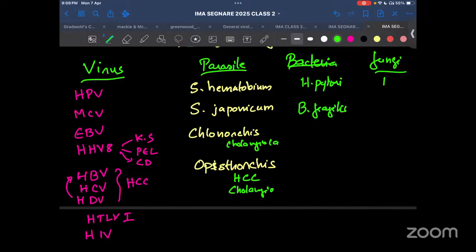Now fungus. We have one fungus known as Aspergillus flavus. We have seen this fungus. This produces a toxin known as aflatoxin, which is seen when it is in moist condition. When grains are stored in moist condition, this fungus will grow, especially on groundnut. Aspergillus flavus will grow and it causes hepatocellular carcinoma. It is hepatotoxic. So those are the oncogenic organisms. Okay, so with that we conclude.